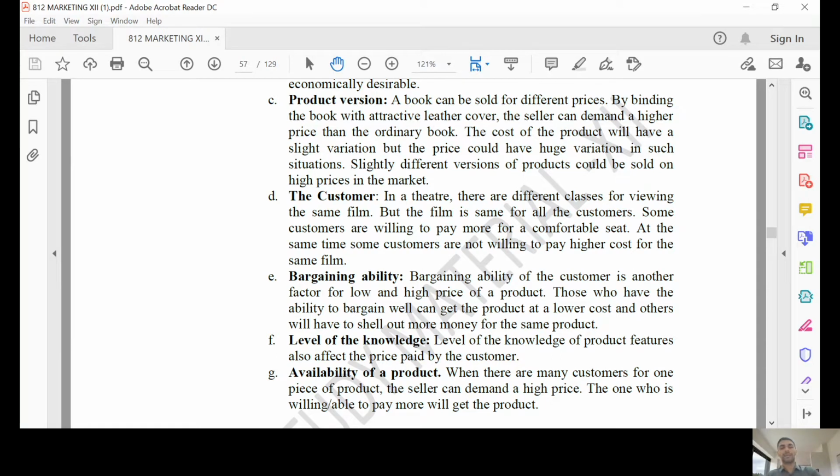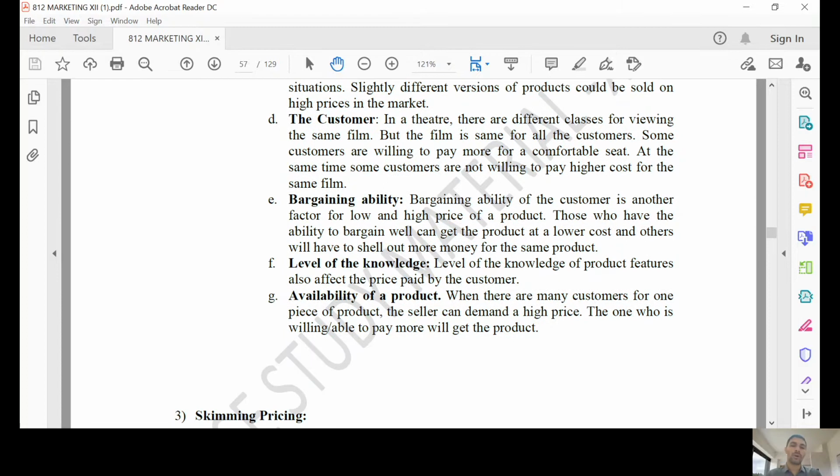Next one is bargaining ability. If the customers are able to bargain more, the marketer will reduce the price for them. Level of knowledge. If the customer already knows more about the product, he will be paying the right amount only. He will not be paying more. He will not be deceived by the marketer into paying more than the actual price. Availability of the product. When there are many customers for one piece of product, the seller can demand a higher price.